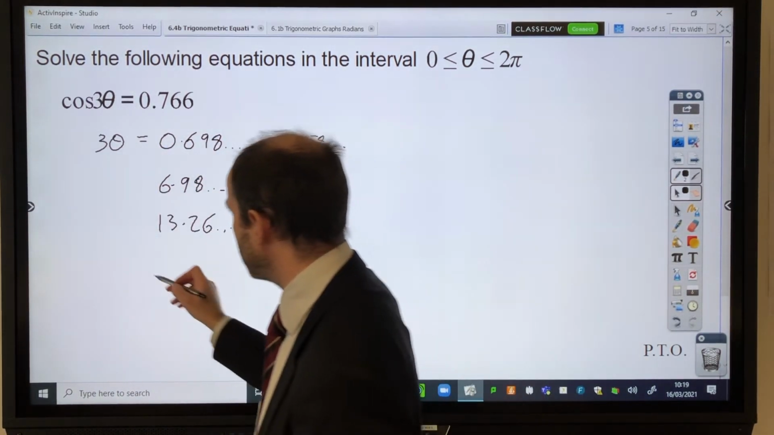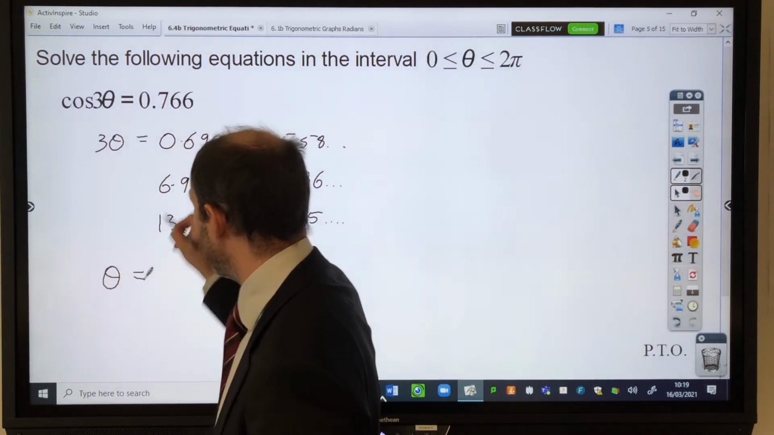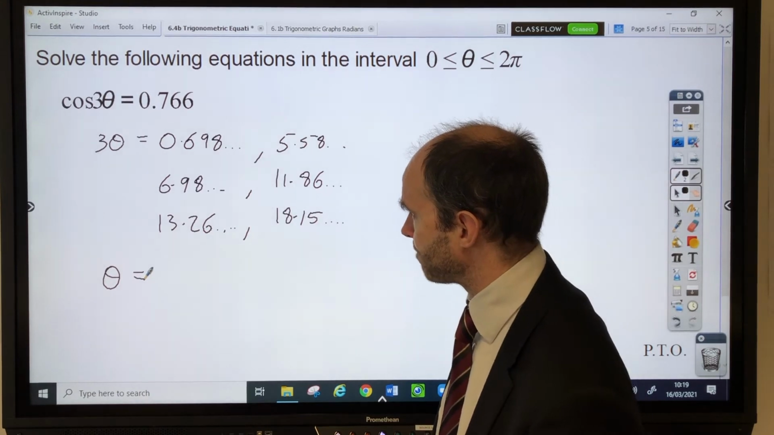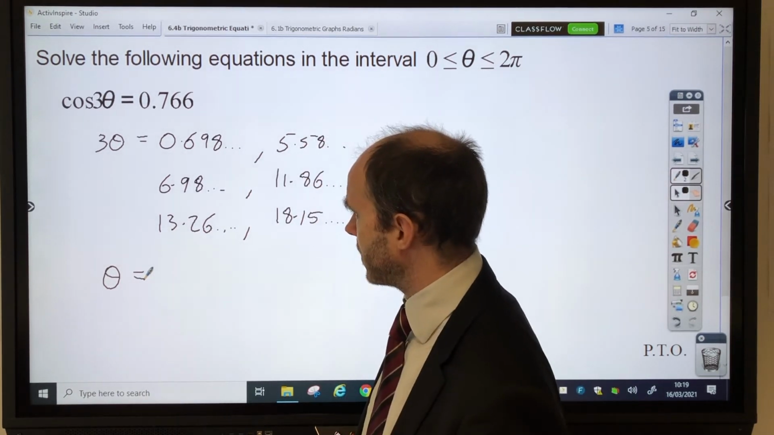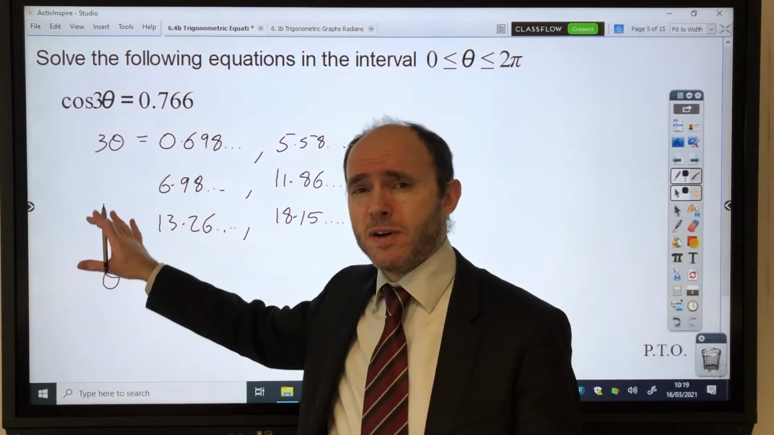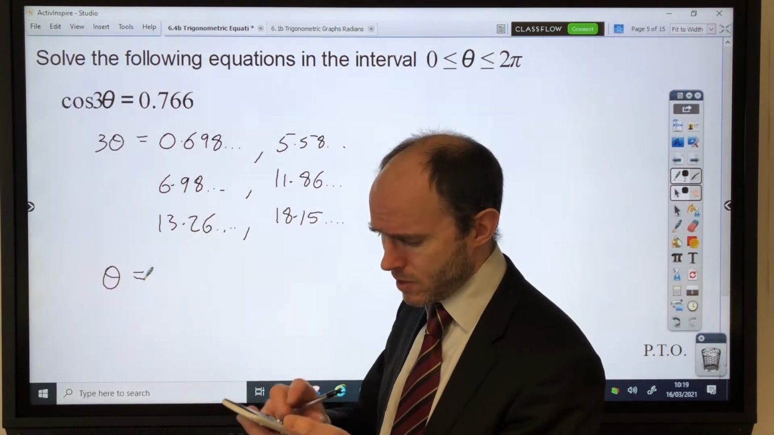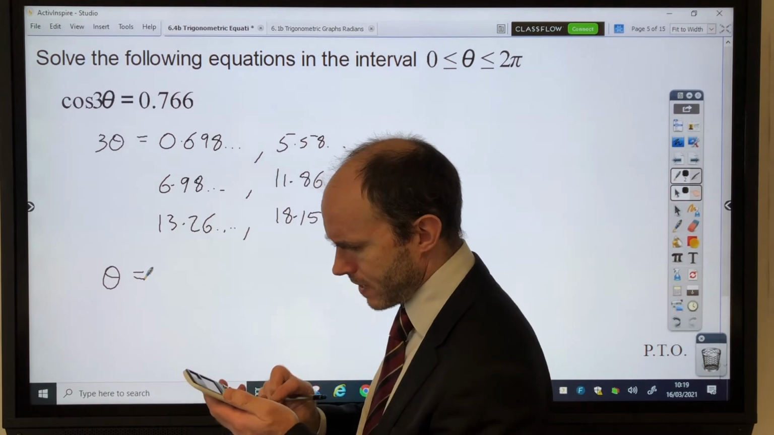Now to work out theta, I'm just going to divide each of these by 3, okay? And that is it, all right? So if I divide each of these by 3, I get my final answers, okay? Job done. Now I've still got that in my display, so what I'm going to do is start off with that, I'm going to divide that by 3, okay?